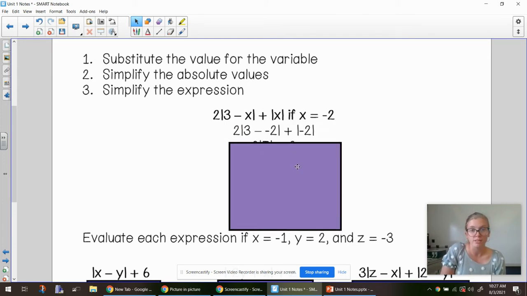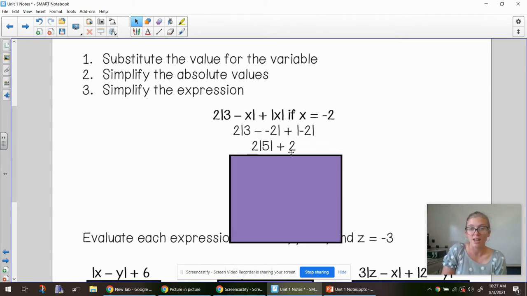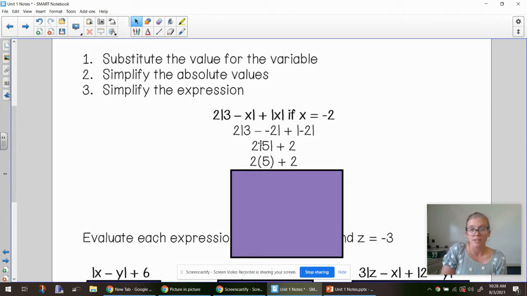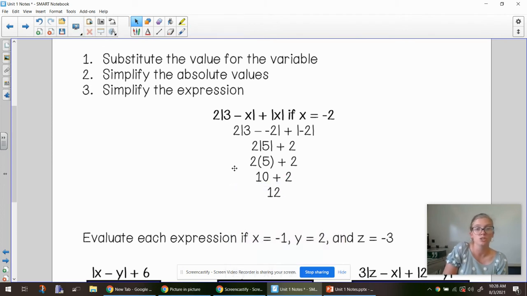So we'll substitute the values in for the variables. Then we're going to simplify the absolute values. So 3 minus negative 2 is 5, and the absolute value of negative 2 is 2. The absolute value of 5 is positive 5, and now we're going to simplify the expression. 2 times 5 is 10, plus 2 is 12. This is how we're going to evaluate absolute value.